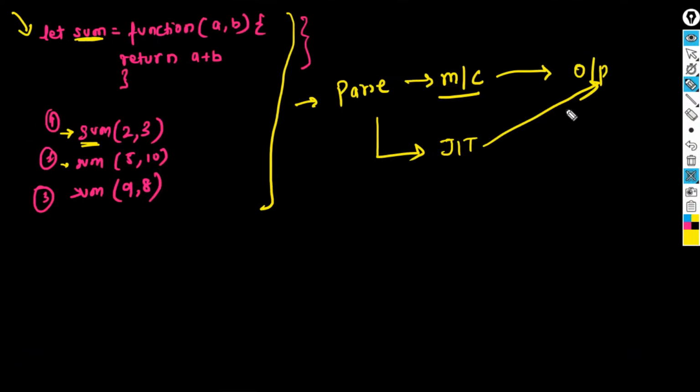Suppose I have 1,000 functions. So 1,000 times, if I save 0.1 seconds also, what will happen? 100 seconds we can save on any execution. Right? So this is what JIT does. Understood? Before JIT, JavaScript was an interpreted language.